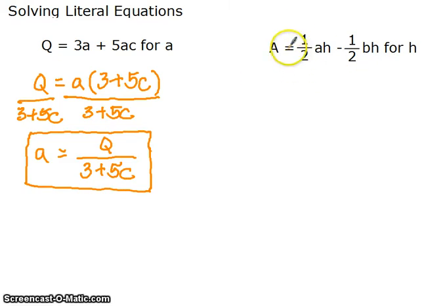Alright, why don't you give this one a try on your own? Pause the video, give it a shot. It's very, very similar to the one we just did. And then unpause it, and I'll walk you through how it works.